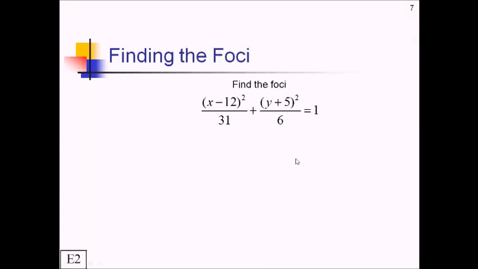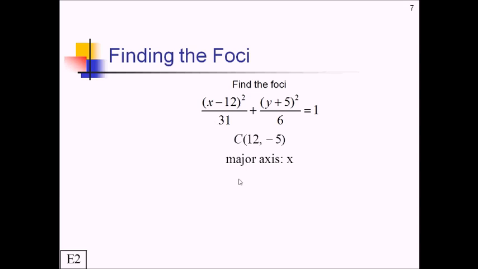Next up, we're going to see how to find the foci of an ellipse based on an equation. So finding these is kind of like finding the vertices, at least in the way we begin. We still need to find the center. So here, that's going to be 12, comma negative 5. And what do you think the major axis of this ellipse is? Yeah, it's x, because now we have a larger denominator under the x's.